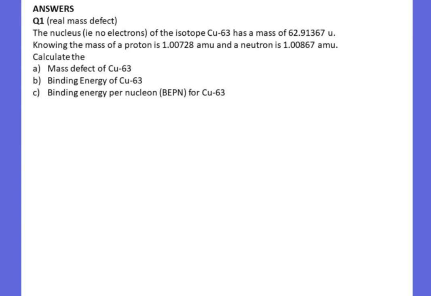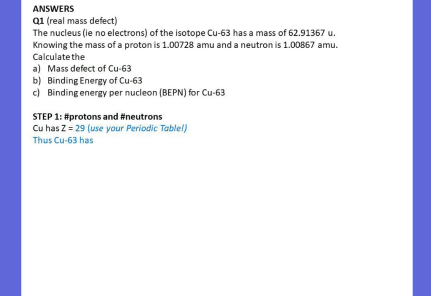Okay, here we go. First question. Okay, first question we have step 1. We're trying to figure out the mass defect of copper-63. We've got to figure out how many protons and neutrons it actually has in order to figure out what mass it should have. So first of all, copper from the periodic table has an atomic number of 29. Therefore, it must have 29 protons.